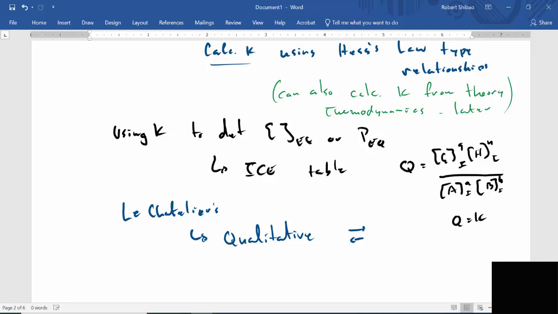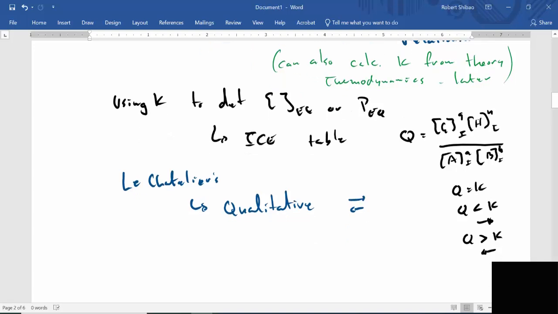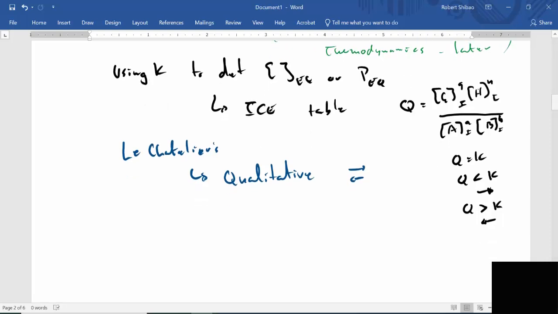It's already at equilibrium. The case where we have to use the ICE table is when Q is less than K, there's not enough product, so we need to shift to the right. Or if Q is greater than K, there's too much product. We need to shift it back to the left when it's not at equilibrium. So with the ICE table, we can see which direction the change is going to be. Is the change going to be from left to right or right to left? Sometimes it's easy to see.